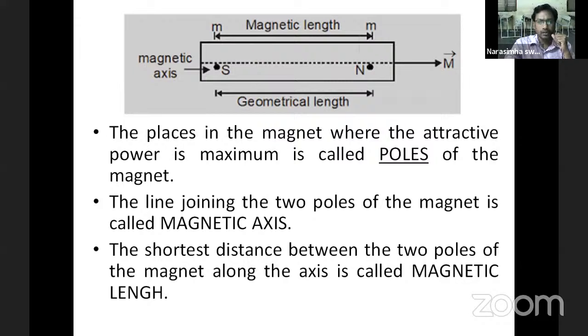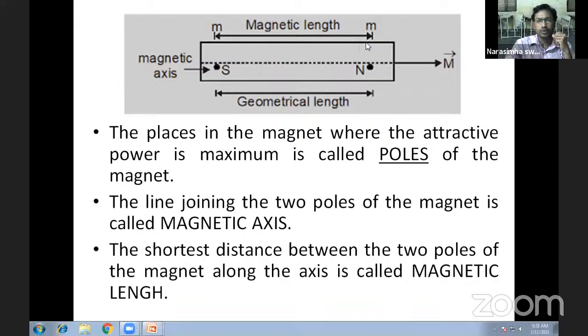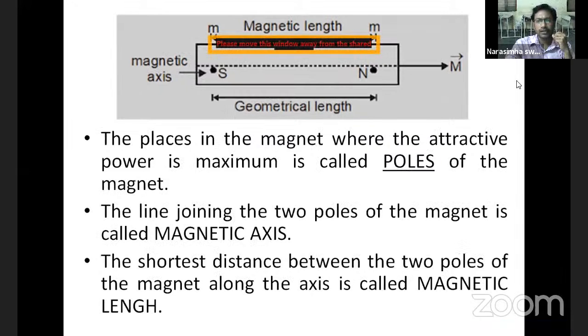And now the shortest distance between the 2 poles of the magnet along the axis is called magnetic length. Don't confuse here. Magnetic length is different, geometrical length is different. Here it is given, shortest distance between the 2 poles. That is, north pole and south pole is there, and the distance between them is called magnetic length.